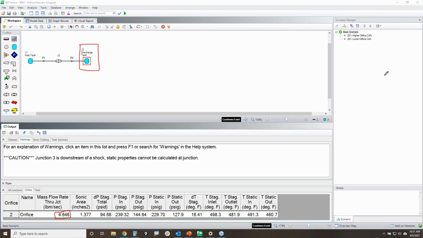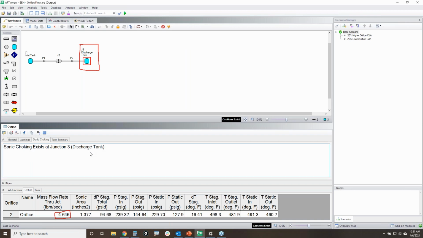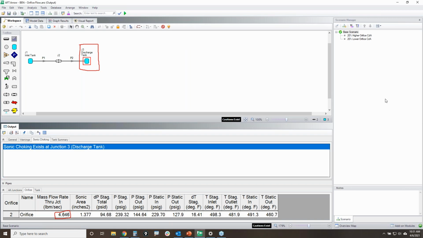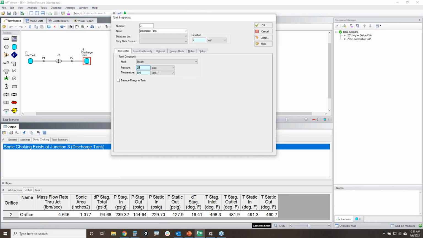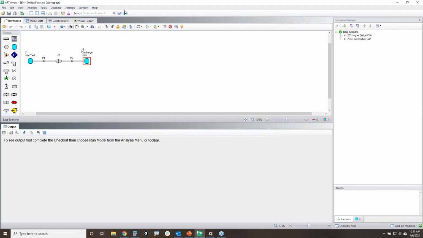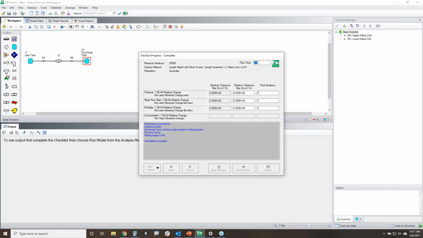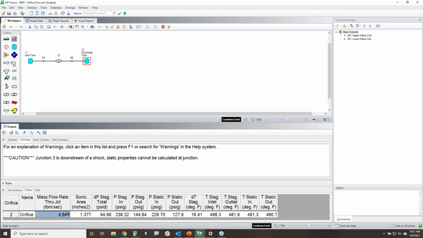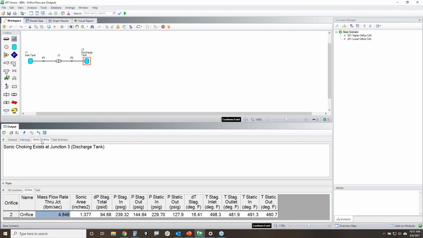So this is the thought experiment I was talking about, where if we have a discharge pressure of 50 psig and we are sonically choked at the tank, which we are, if I wanted to try and lower the pressure of the tank, I'm not going to be able to get any additional flow. So if I wanted to reduce this down to 25, this would increase the pressure drop in the system to be a bigger driving force for flow. But look at that, no more flow with lowering the downstream pressure. That's the nature of sonic choking.